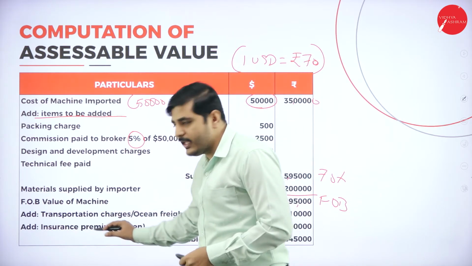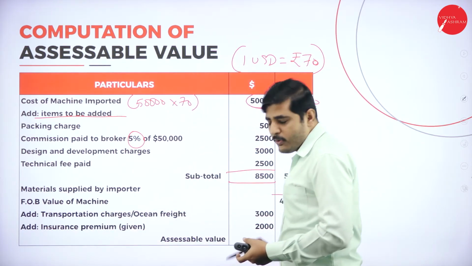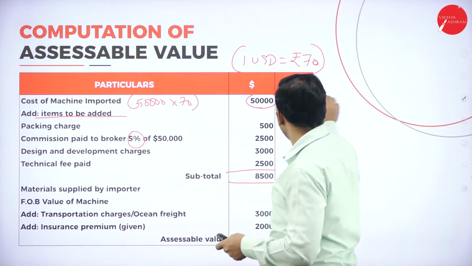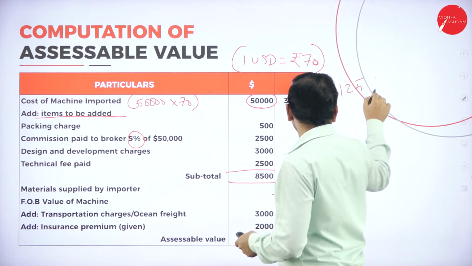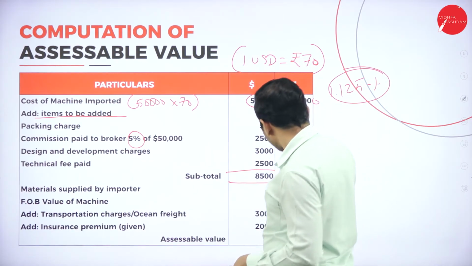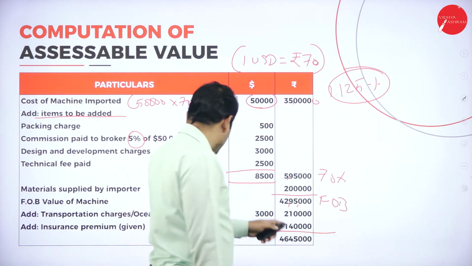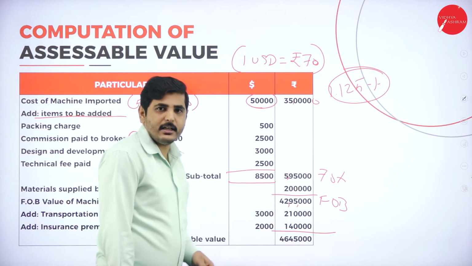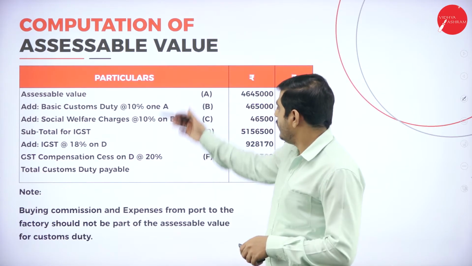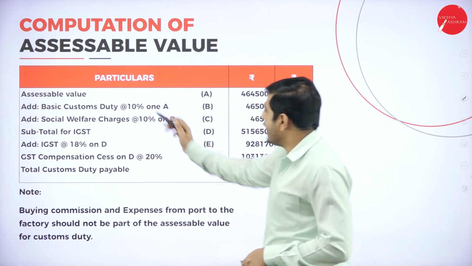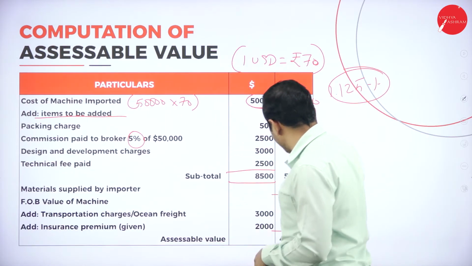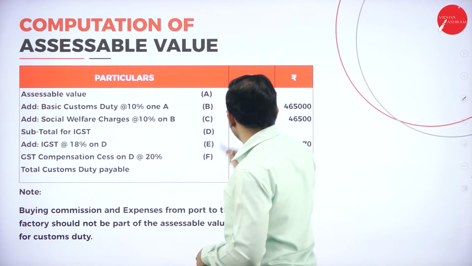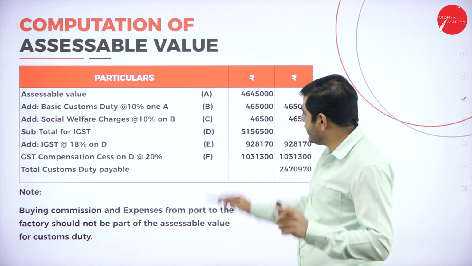Next one, insurance. If they give insurance, we can directly take the insurance amount. If they did not give the insurance, take 1.125% of the FOB value. Now add it, we'll get the total assessable value. On this we should calculate the custom duty. The assessable value is 46,45,000. Let's consider this as A.